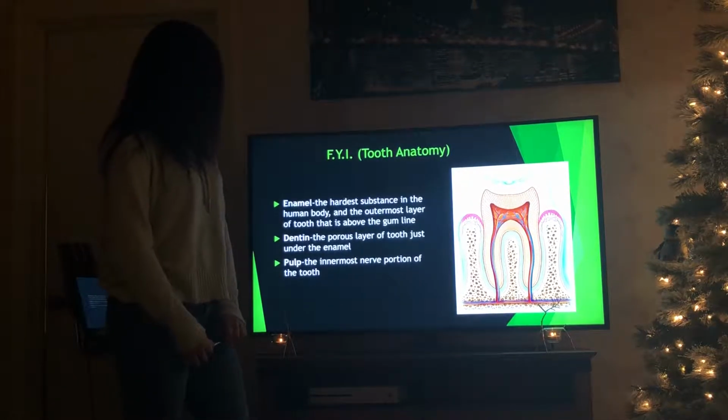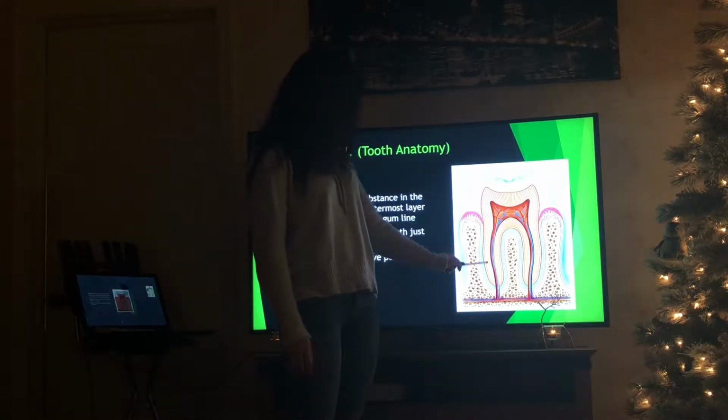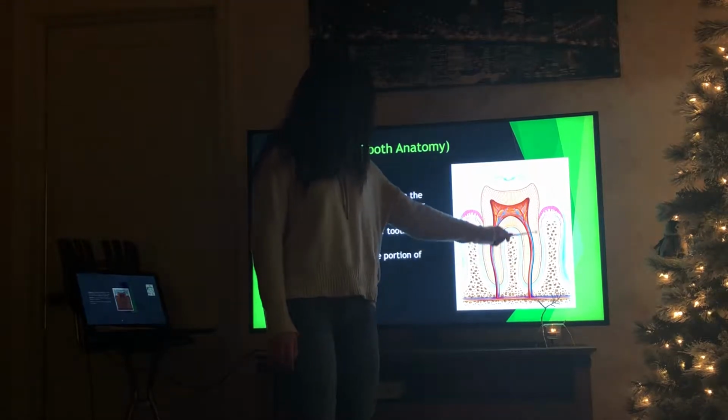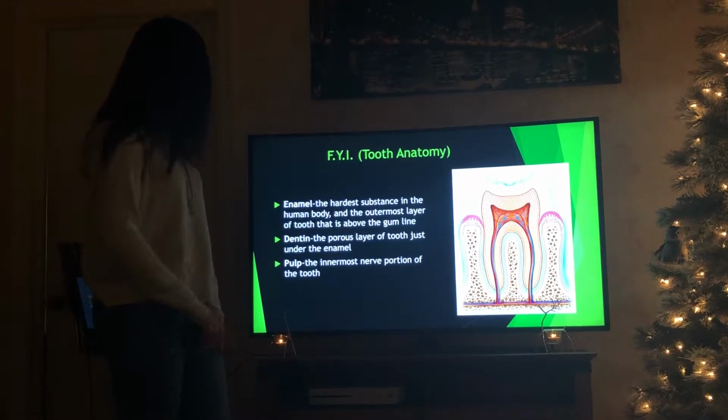The dentin, it's the porous layer of the tooth just under the enamel. It is the orange stripes little section here. It's very porous. That's very important for a lot of people to know.